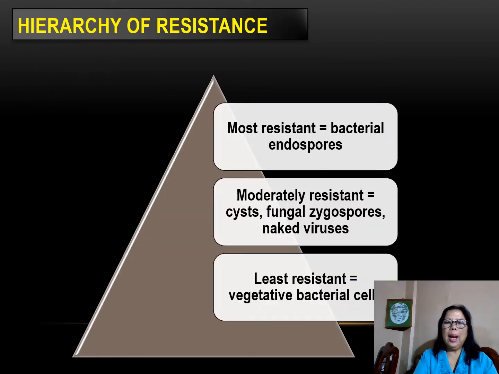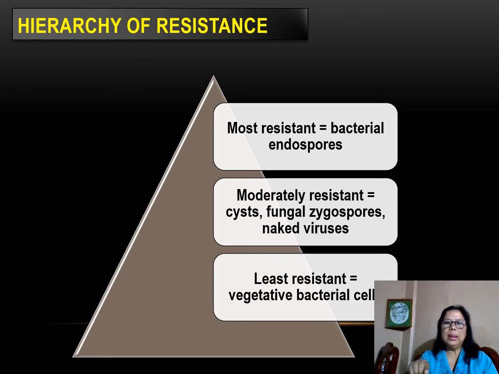Okay, this is the hierarchy of resistance. At the bottom, you have the least resistant. As you go higher, you have moderately resistant. And then the highest of the hierarchy are the most resistant. So, what are the least resistant targets? The vegetative bacterial cell.